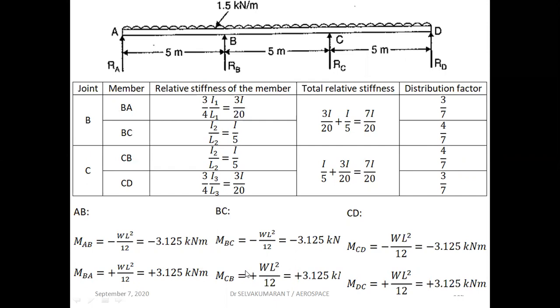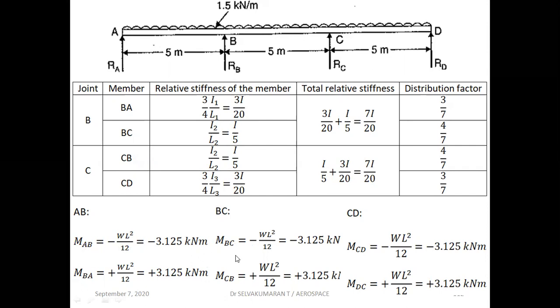Now, by considering the individual spans as individual fixed end beams, we have to find the fixed end moments value. Everywhere it is UDL, same length. The formula for a fixed end beam with UDL is WL square by 12. Anti-clockwise is minus, clockwise is plus. So same length, same UDL, so you'll get the same magnitude here. So anti-clockwise minus 3.125 kilonewton meter, clockwise plus 3.125 kilonewton meter.